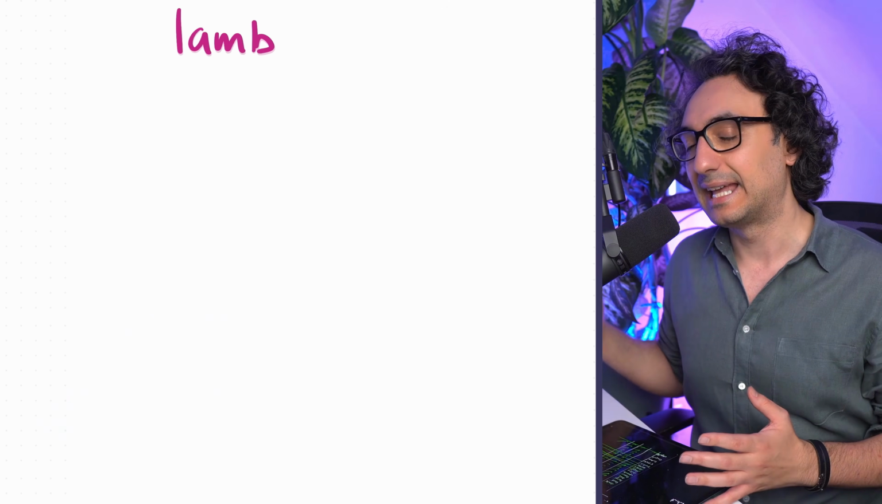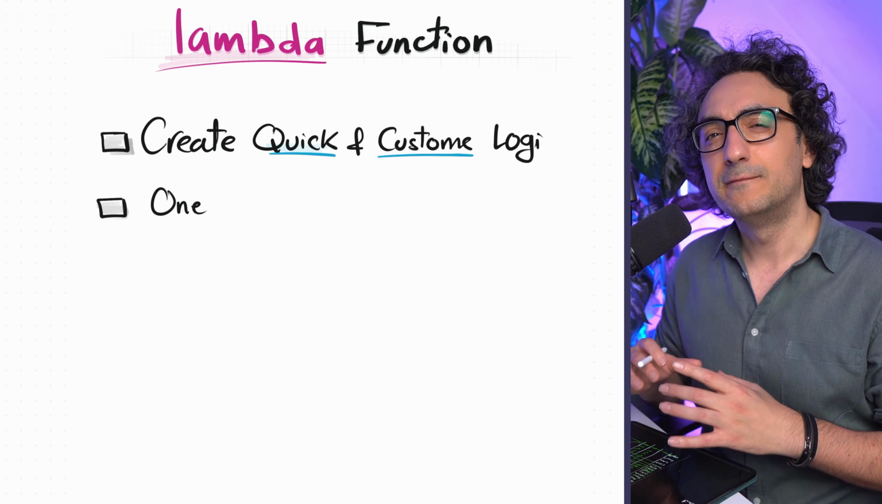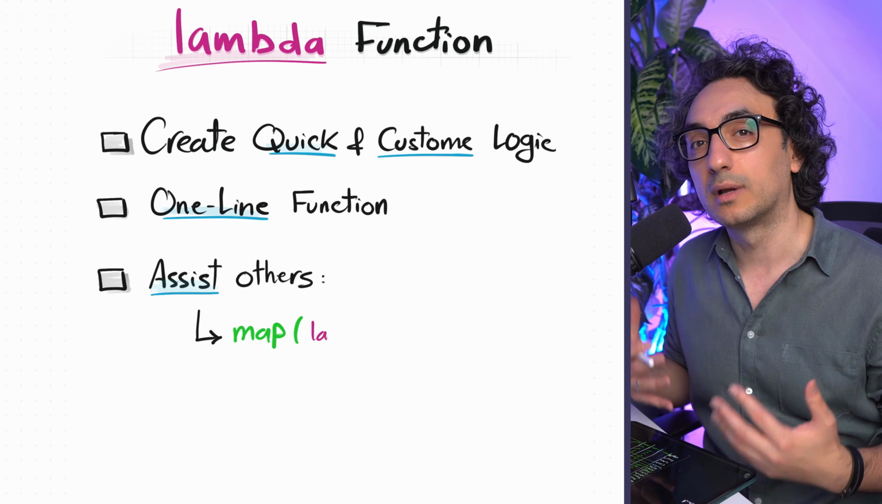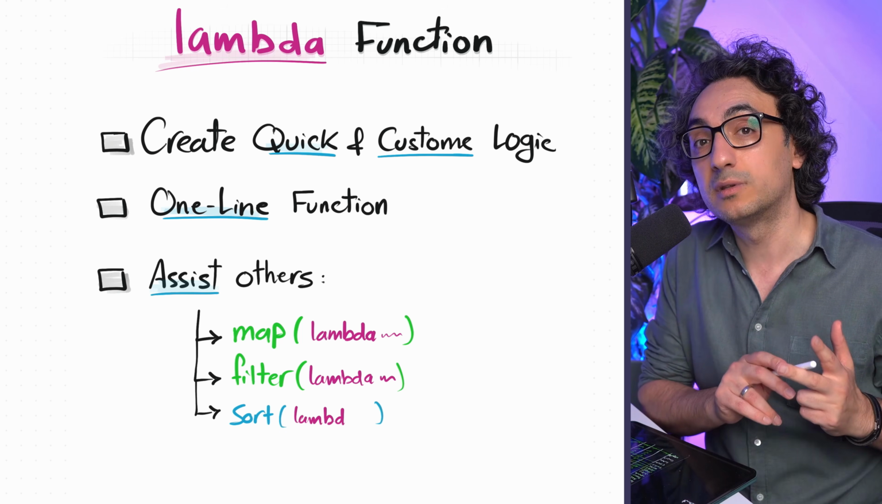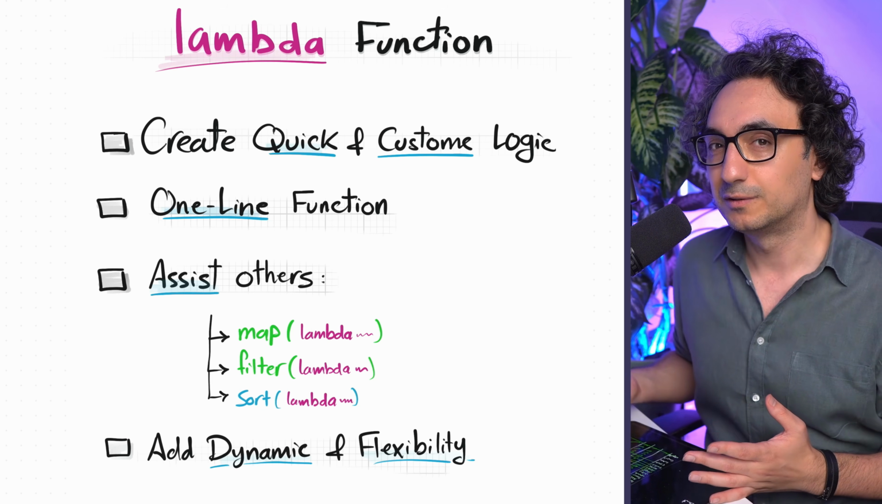And that's it. All right, my friends, so that's all about the Lambda. It is an amazing technique in order to create your custom logic in a very short and easy way. And it's going to be a great assistance to use it together with other functions and methods like the map, filter, and the method sort. So this opens the door to a lot of flexibility in order to define your logic.